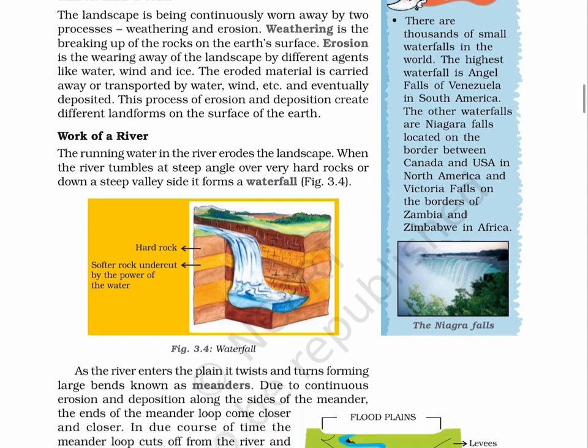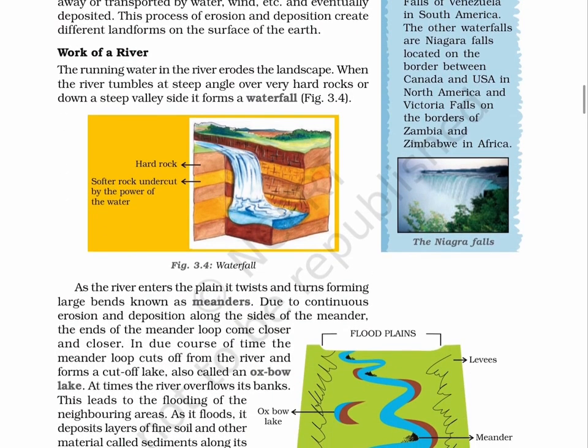Work of a river. The running water in the river erodes the landscape. When the river tumbles at steep angle over very hard rocks or down a steep valley side, it forms a waterfall. Below this we have a diagrammatic representation of waterfall. We see some hard rock, we see softer rock undercut by the power of the water, and we see a lot of water gushing down.